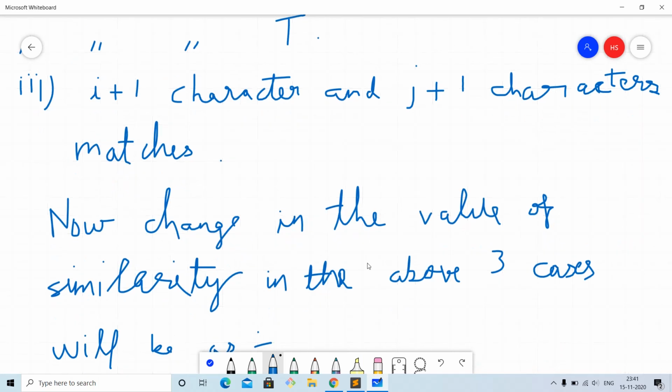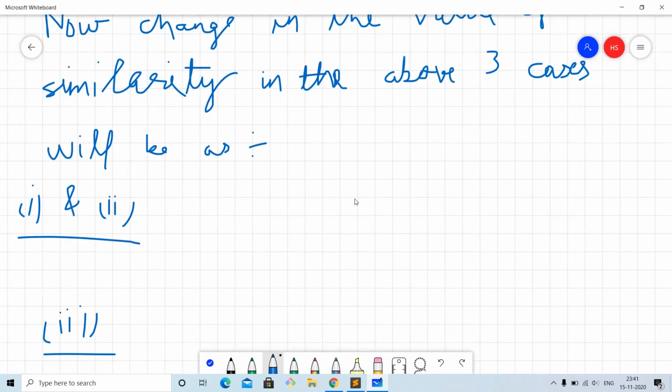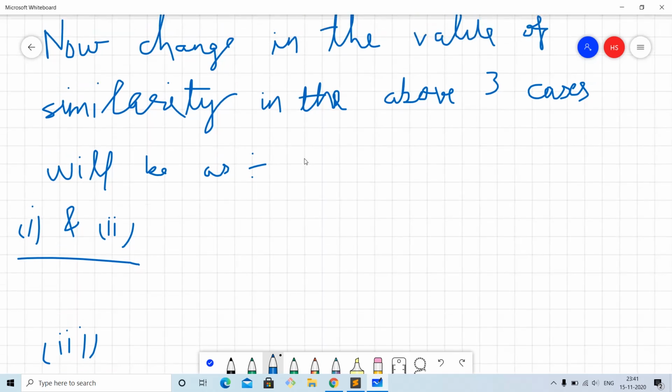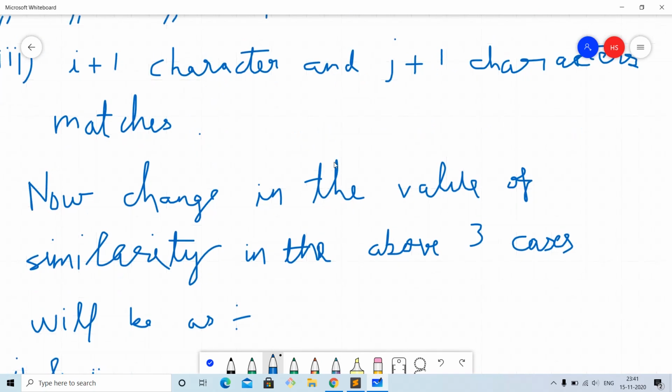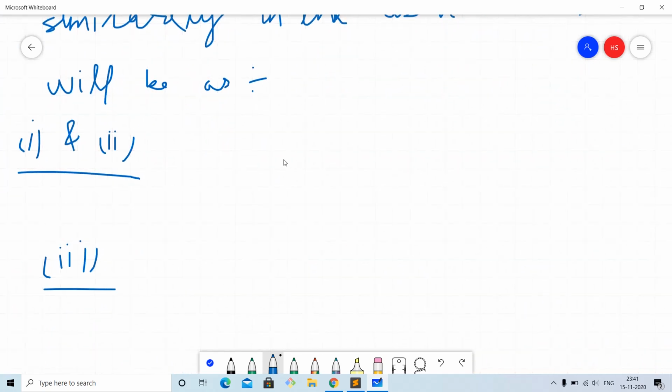So what will be the change in the value of the similarity in the above three cases? Let us now discuss this. Suppose we have some answer that contains substrings terminating at i and j in the strings s and t respectively. If we skip the i plus 1th character, the longest common subsequence will not increase, because that character is skipped, meaning we have not taken it as matching. So the longest common subsequence of the original answer i, j will increase by 0 only.